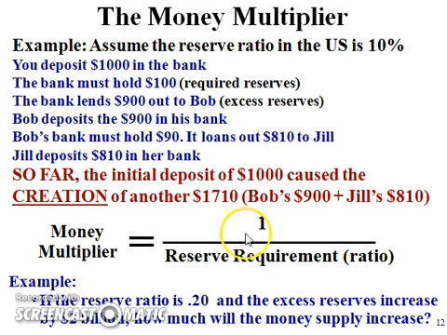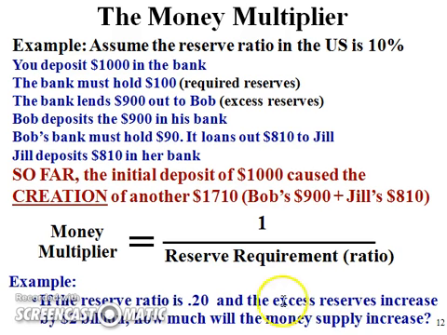Sometimes it's seen as just 1 over R or 1 over RR, which is a ratio, which means it's a percentage expressed as a decimal. So 20% for reserve requirement would be expressed, as you can see down here, as 0.2. 1 divided by 0.2 equals a money multiplier of 5.